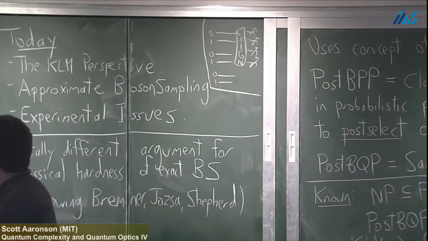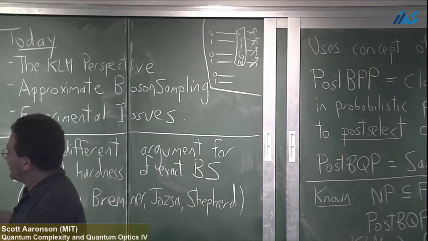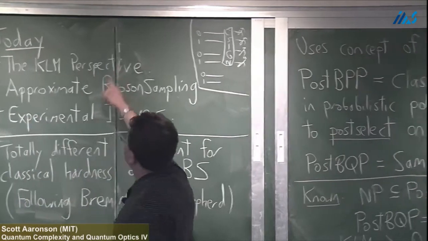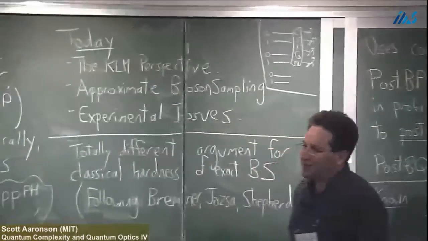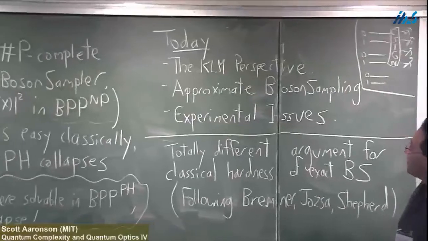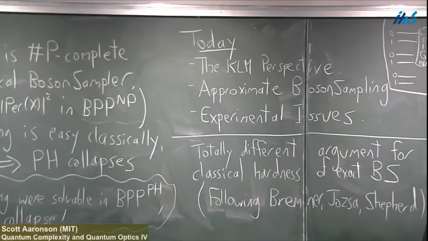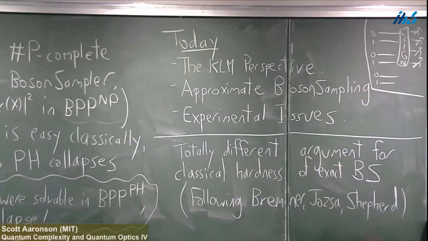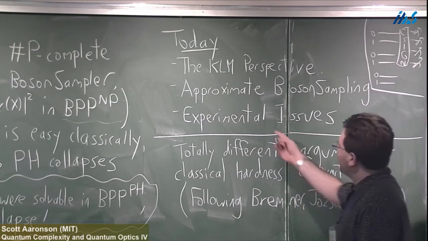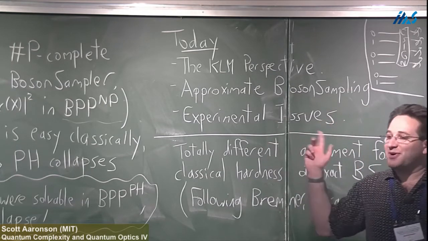There's the last day. There's a lot to do. We're going to talk about the different perspective on the hardness of boson sampling. We're going to talk about approximate boson sampling, which is actually sort of the subject of our main technical results. The exact case is sort of the easy one, but also not really the physically most realistic one, you could say. And then I'll talk about quote-unquote experimental issues.